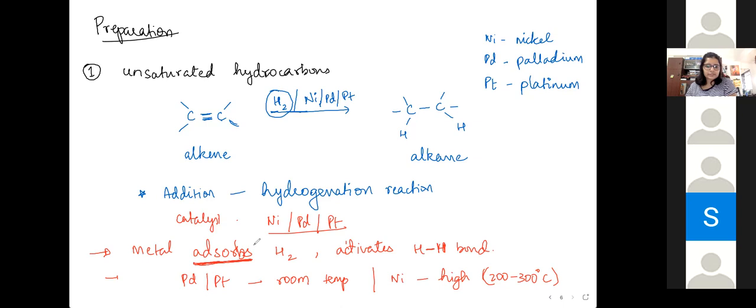Ma'am, I have a doubt. If we were to use nickel instead of palladium or platinum, will we have to heat the reaction? Correct, you need to provide heat. The process of adsorption and activating the bond will happen at 200, 300 degrees Celsius. But in the case of palladium and platinum, it happens readily, at room temperature itself. So won't it be more convenient to use palladium or platinum?